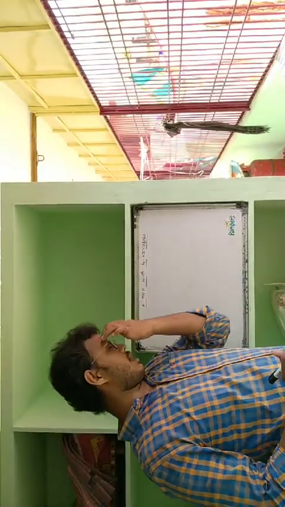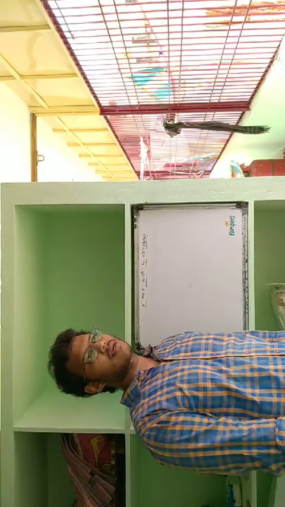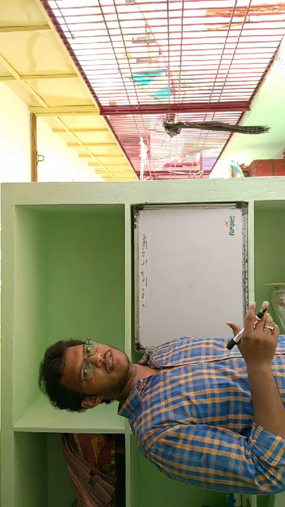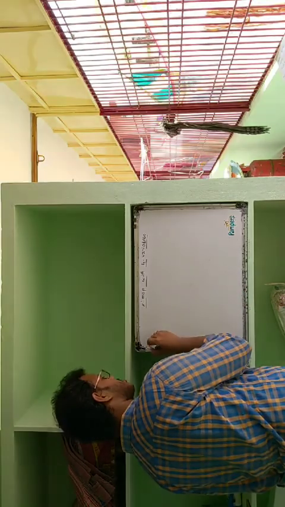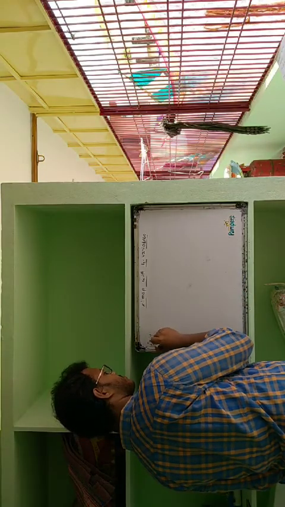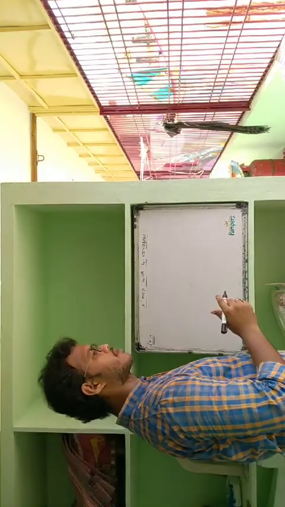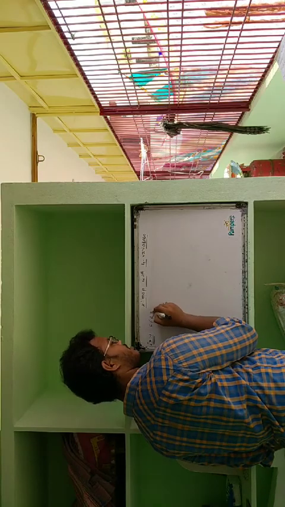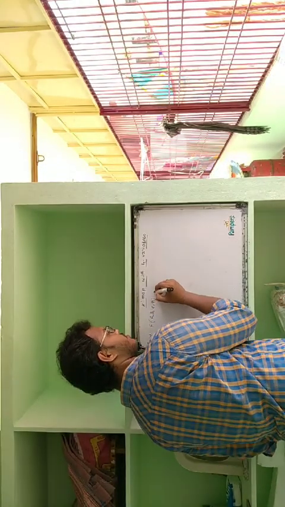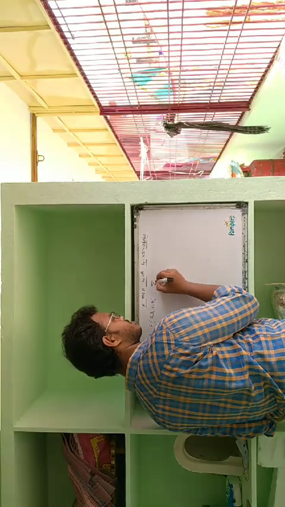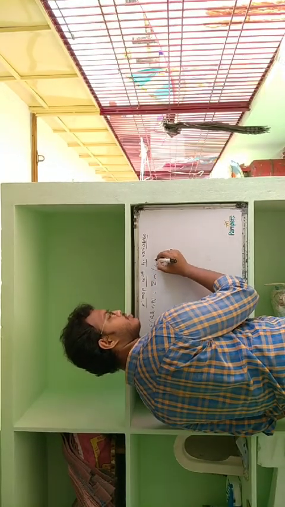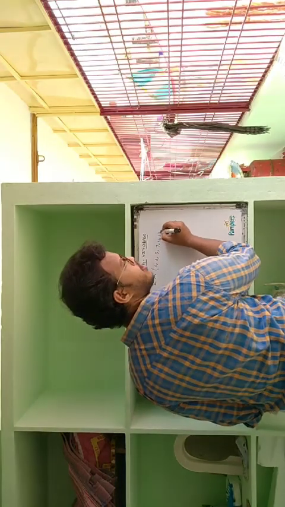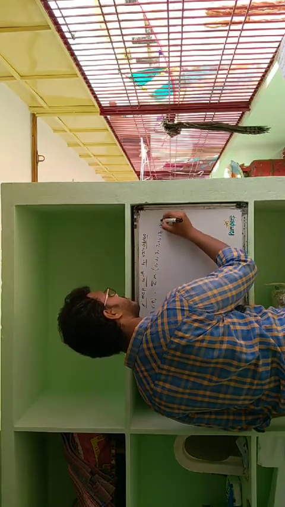So I will explain the K-map of 4 variables with some examples. Example 1. The function of a, b, c, d is equal to summation of 0, 2, 3, 7, 11, 13, 14, 15.